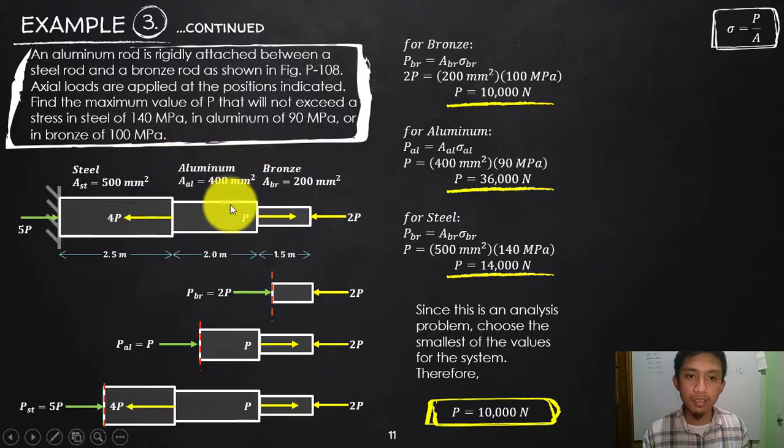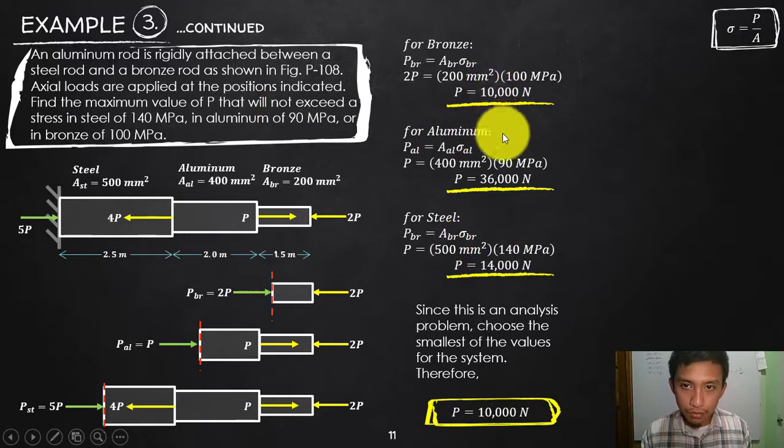Or no material should fail within that value of P. So that is the question in the problem. We should find the P wherein none of these materials will exceed its limit. So if your bronze can only carry 10,000, your aluminum can carry 36, but your steel can carry 14.